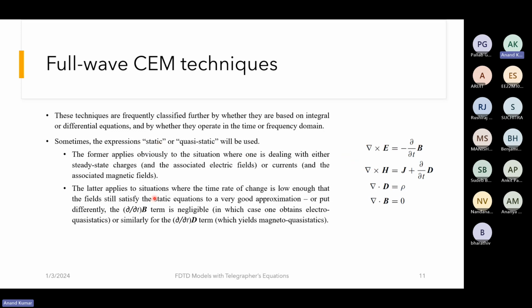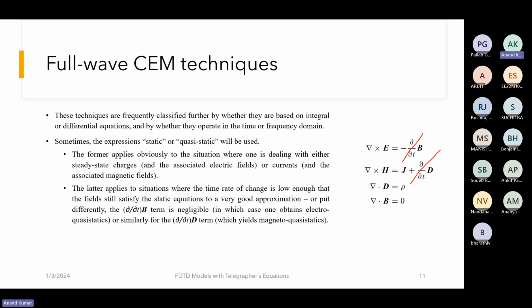Static and quasi-static. Static is when we only have the electric fields or the magnetic fields, and there is no wave propagation. So we either have steady state charges, and due to them we will have electric fields, or we'll have currents and their associated magnetic fields. So these are the cases where they qualify to be static. And in those cases, these terms become zero.